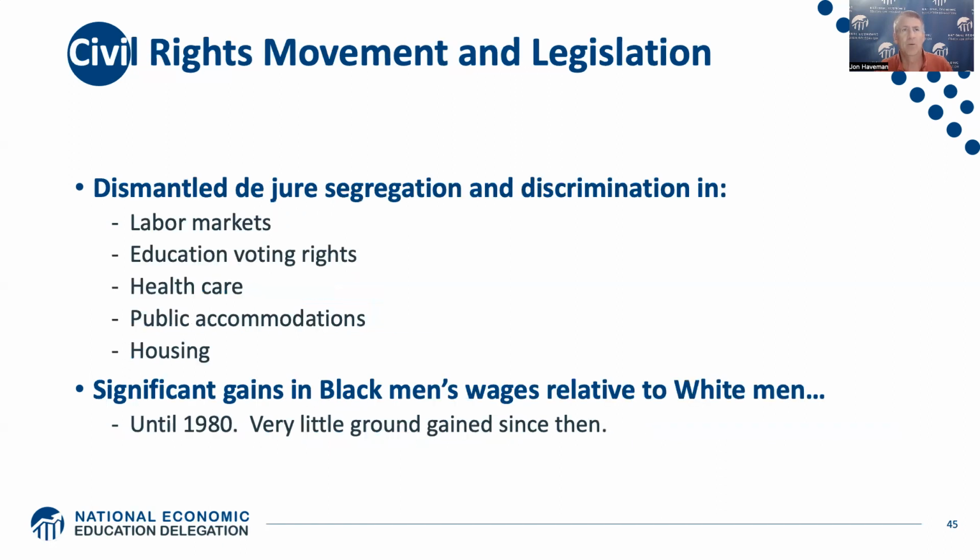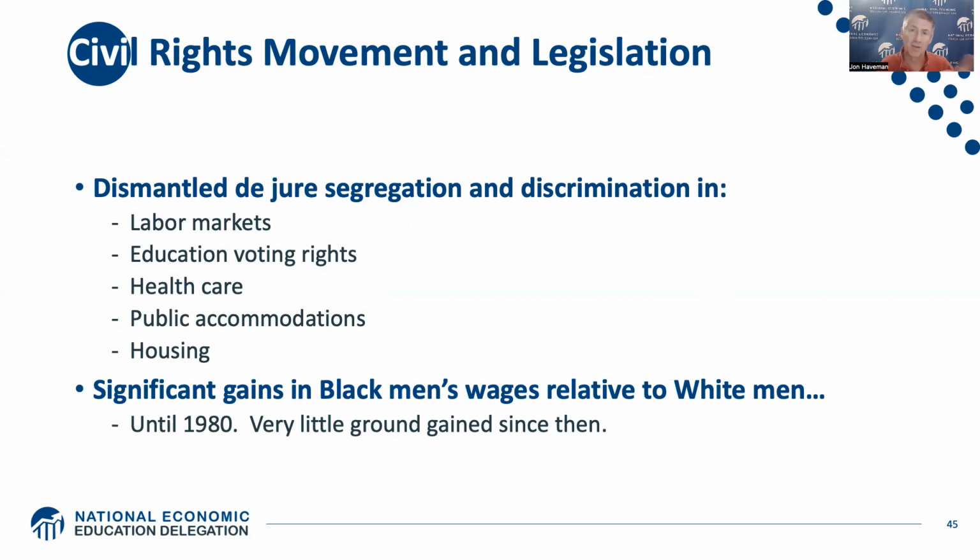All right, so what the civil rights movement and legislation did was it dismantled de jure, or accepted or legal, segregation and discrimination in labor markets, voting rights, healthcare, public accommodations, housing. Right, so enormously important. But again, lots of backlash. But what it did for a while was it brought about significant gains, like Black male workers had significant gains in wages relative to white men until about 1980.